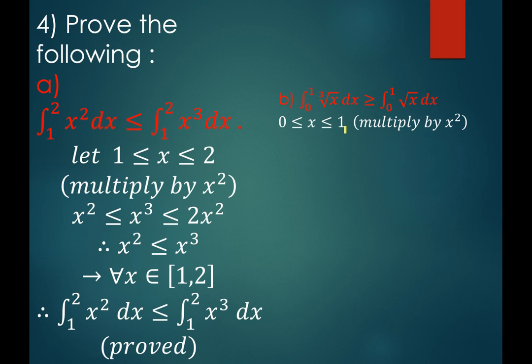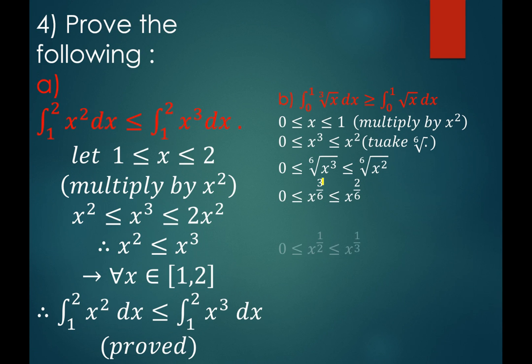X between 0 and 1. Multiply each by x squared. Let us see how. 0 times x squared is 0. X times x squared is x cubed. 1 times x squared is x squared. Now let's take the sixth root of each. Here is 0, its sixth root is the same. This one is going to be written in that way. You're going to divide 3 by 6, and here you're going to divide 2 by 6 to get the value. And that will give you easily 1 over 2 is smaller than 1 over 3.